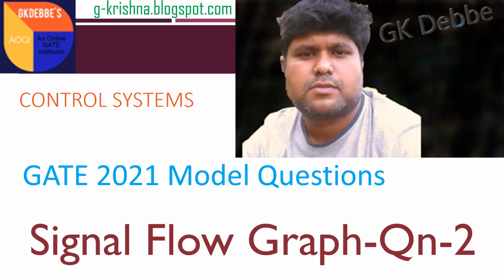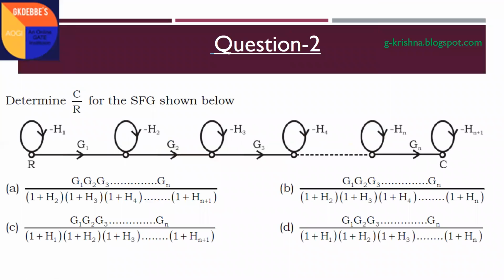Let us see question number 2. Determine C by R for the signal flow graph shown below. So this is the signal flow graph given here, and we are asked to find C by R. These are the options shown. Let us go to the solution.